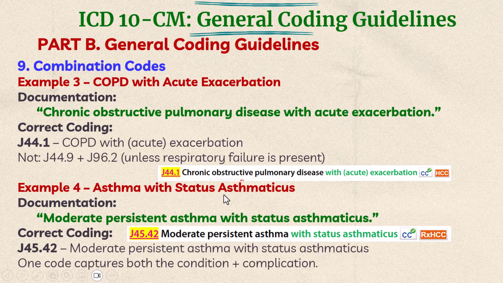Similarly, asthma with status asthmaticus. So the documentation says moderate persistent asthma with status asthmaticus. So it is exactly represented in the code J45.42, that is moderate persistent asthma with status asthmaticus. So one code captures both the condition and the complication.